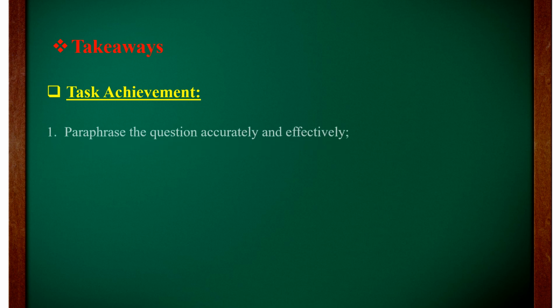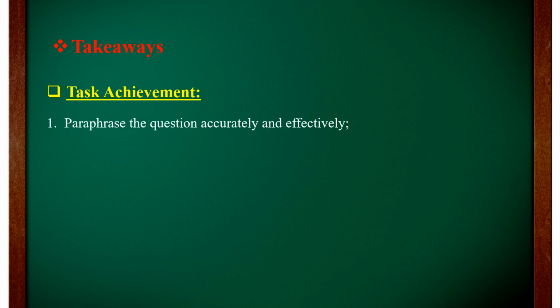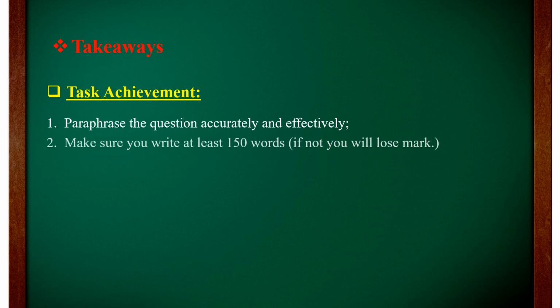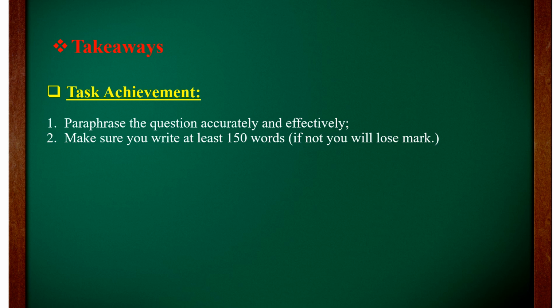Alright, now it's time to recap all the takeaways from this video. First of all, in terms of task achievement. 1. Try to paraphrase a question accurately and effectively without losing the original meaning. 2. Make sure you write at least 150 words. If not, you will lose marks.